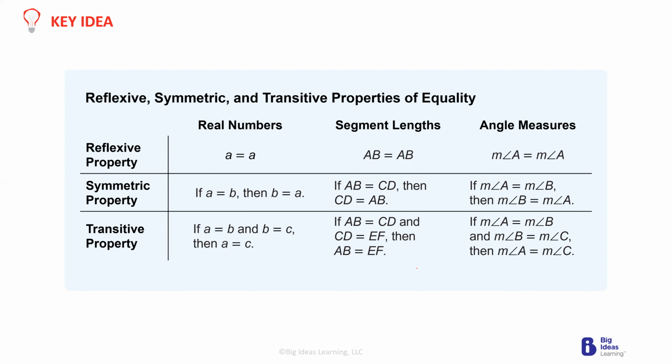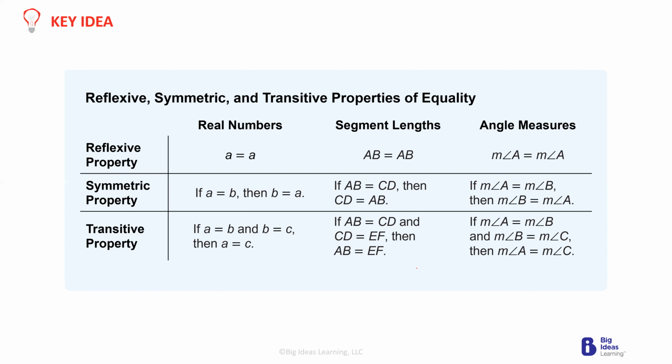So the first one, reflexive property. Reflexive property allows us to say that two pieces that are the same are equal. So two numbers that are the same are equal, two lengths that are the same are equal, or two angles that are the same are equal. Now that seems kind of a funny thing. It seems like it wouldn't be very important.